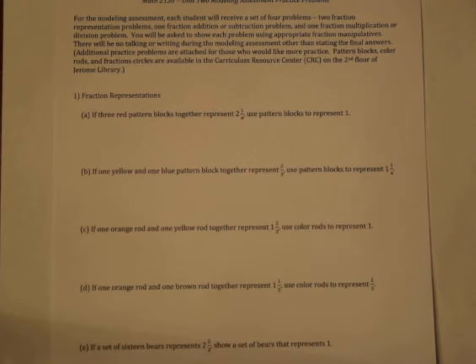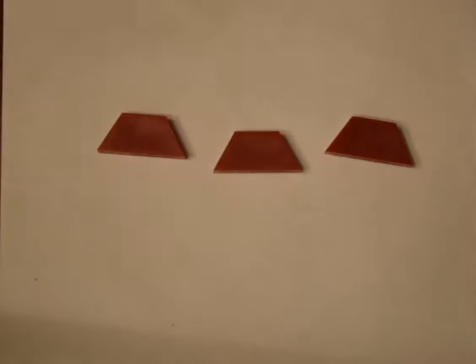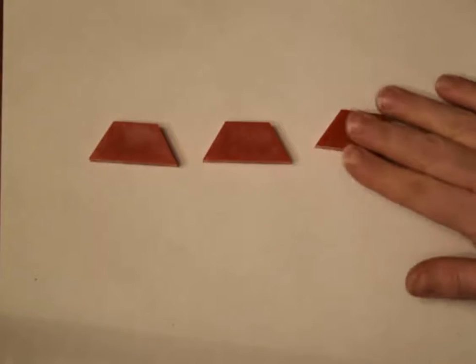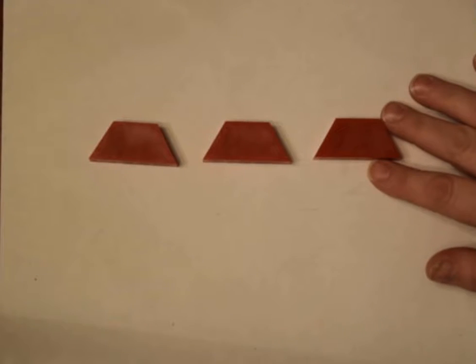So the first problem says, if three pattern blocks together represent 2 1/4, use pattern blocks to represent 1. So here are our three red pattern blocks. So that represents 2 1/4. Well, 2 1/4 is a mixed number, and if we rewrite it as an improper fraction, we would get 9/4. Well, 9/4 means that we have 9 equal pieces, and each piece represents 1/4. So we only have 3 pieces here, so we need to play around and find a block that when we put 9 of them together, it looks like the 3 red blocks.